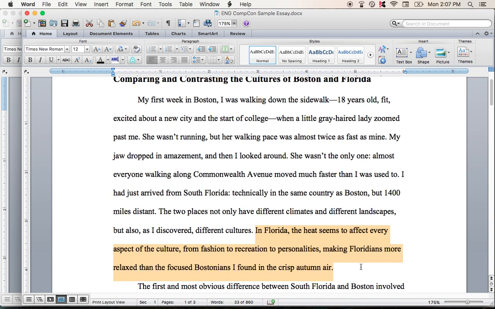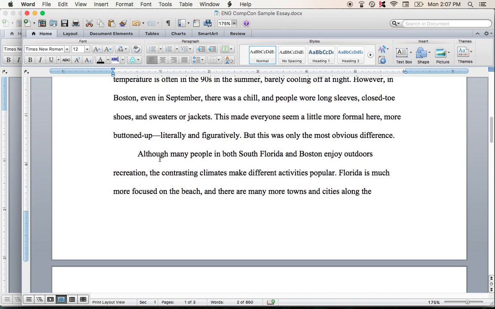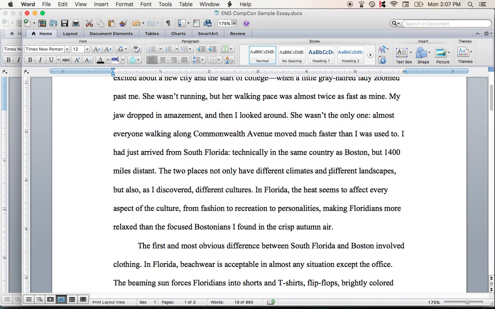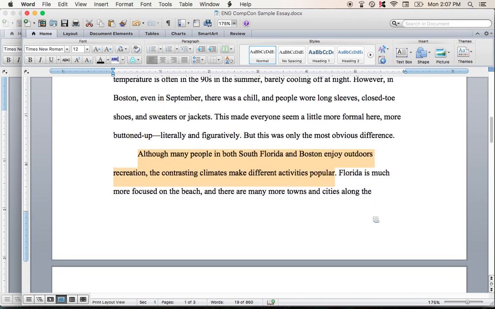So Floridians are more relaxed. From fashion to recreation to personalities, we can see this. Here's the topic sentence of the first body paragraph. The first and most obvious difference between South Florida and Boston involved clothing. So we're going to see how Floridians are more relaxed than Bostonians in terms of clothing. And then, although many people in both places enjoy outdoors recreation, the contrasting climates make different activities popular. So we're going to see how Florida is more relaxed and Bostonians are more focused in terms of outdoor recreation.